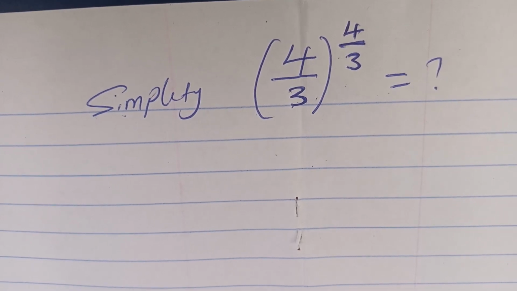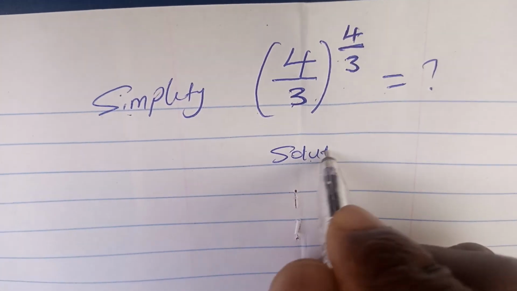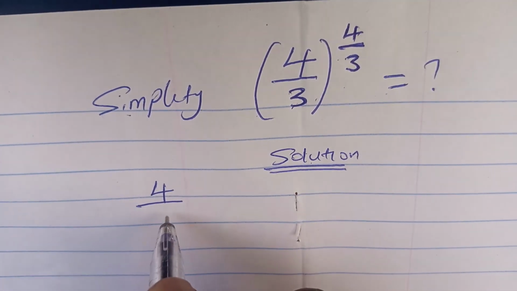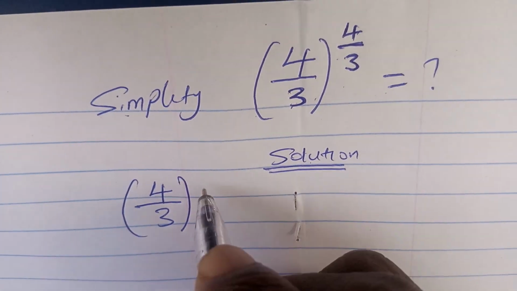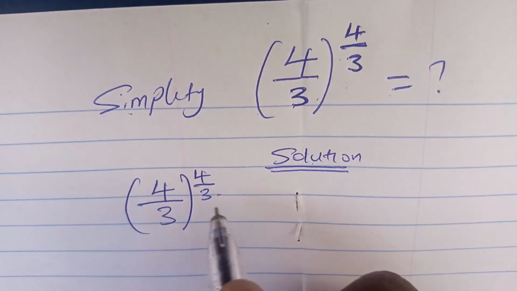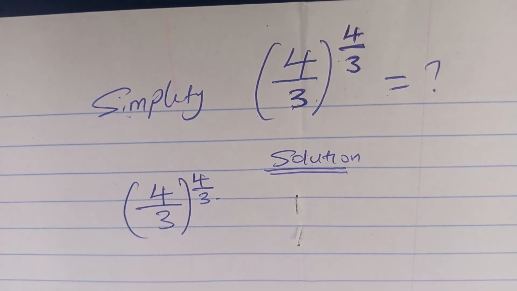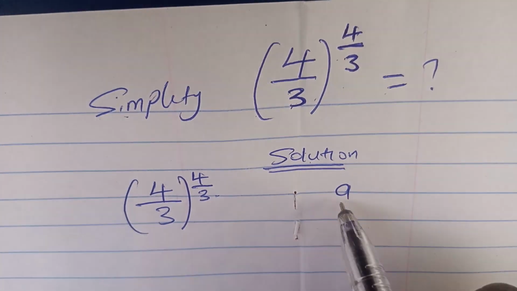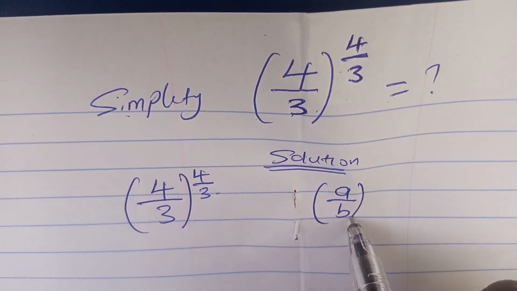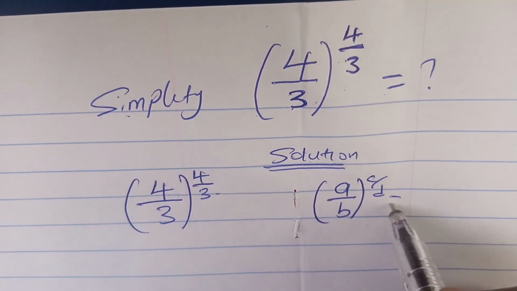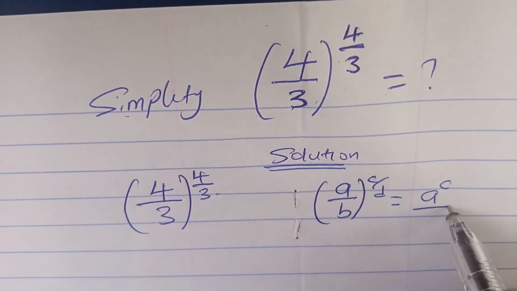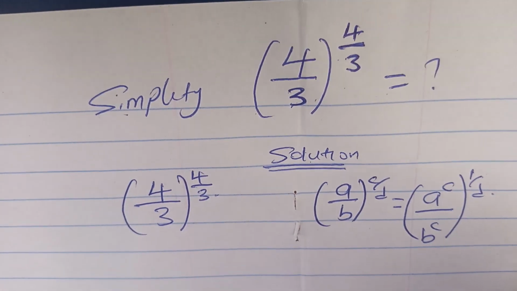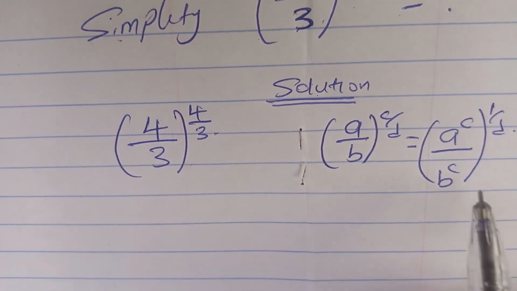So let's provide a solution to this. Solution: you write the question, which says (4/3) to the power of 4/3. From this point, we are going to apply a basic mathematical rule which says (a/b) to the power of c/d is equal to a to the power of c over b to the power of c, all to the power of 1 over d. So we should put this principle here.